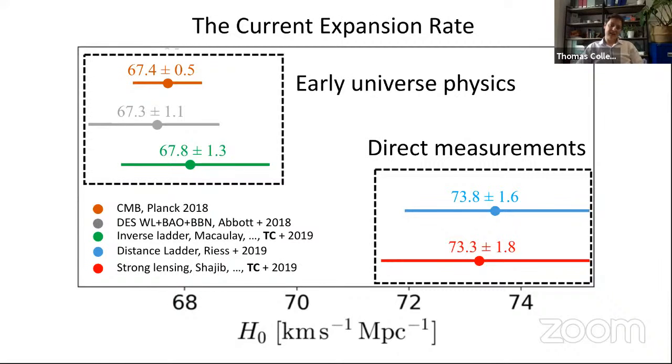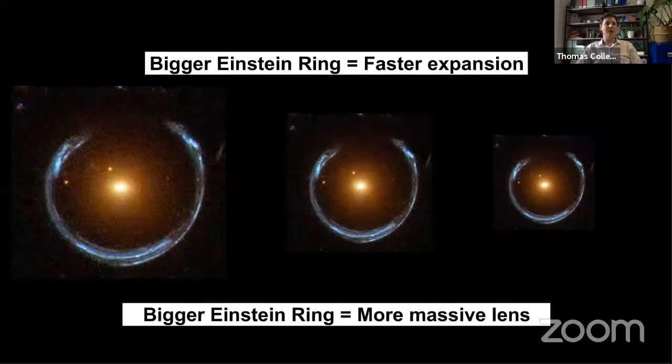So as I said, strong lenses are interesting because a bigger Einstein ring means a higher value of the Hubble constant. But the problem is that a bigger Einstein ring could just as easily mean the lens is more massive. Bigger object warps space-time more, the deflection angles are bigger. And so there's clearly a degeneracy here between the cosmological parameters and the astrophysics of the lens.